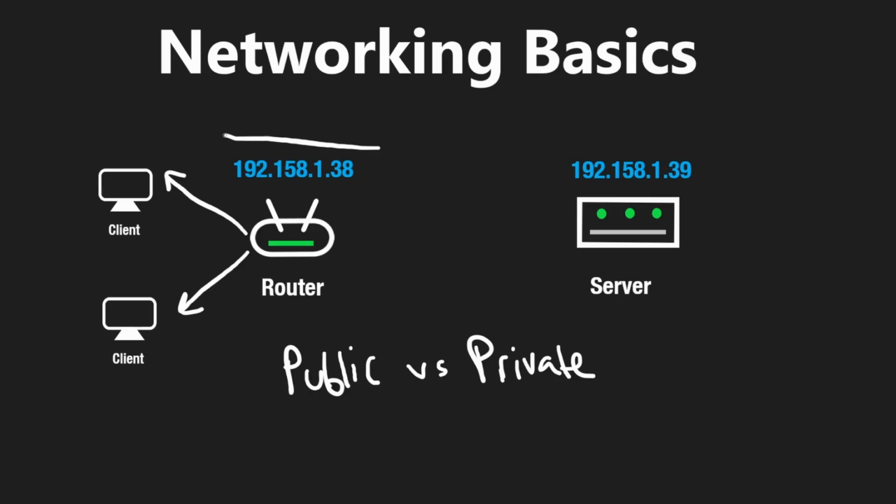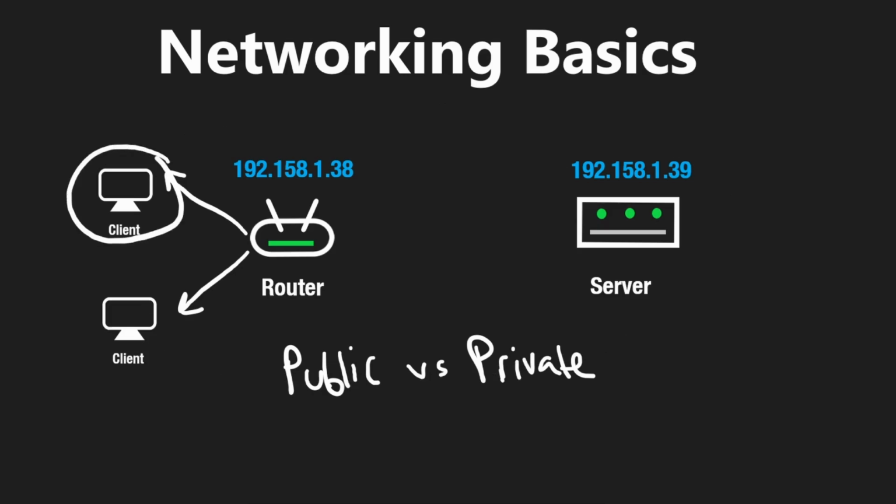Our router will have a public IP address, but internally in our local network, aka our LAN, our local area network, it will assign each of the machines connected to it a private IP address. And we won't go super in depth into that, but a private IP address is private. It won't be accessible up on the public internet.